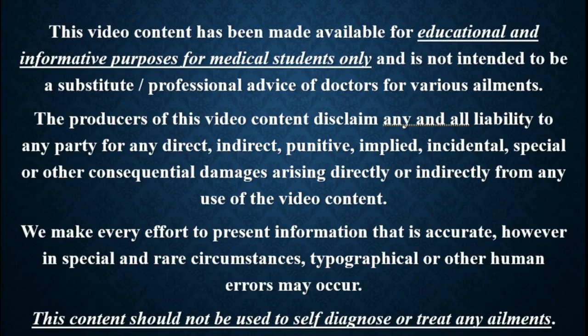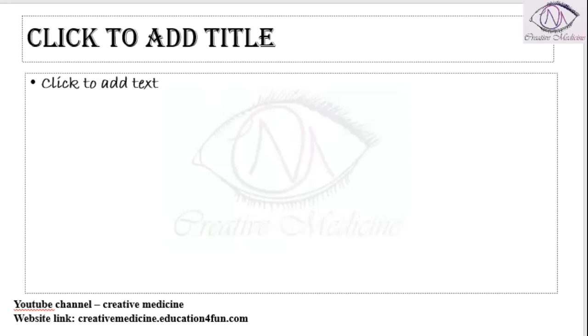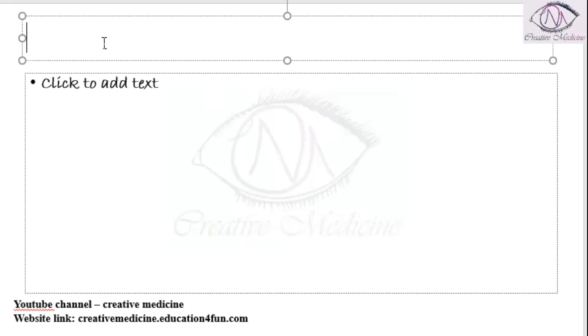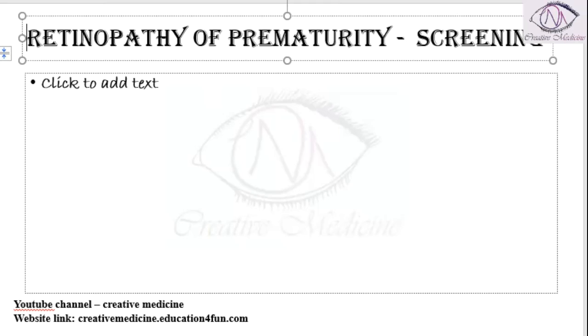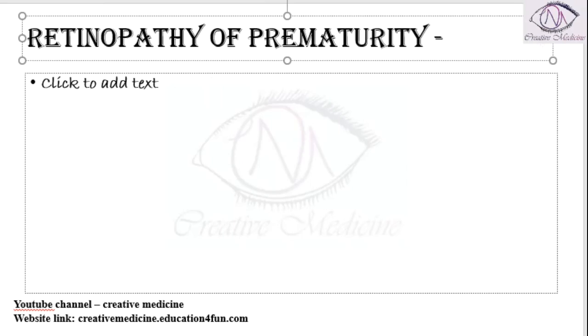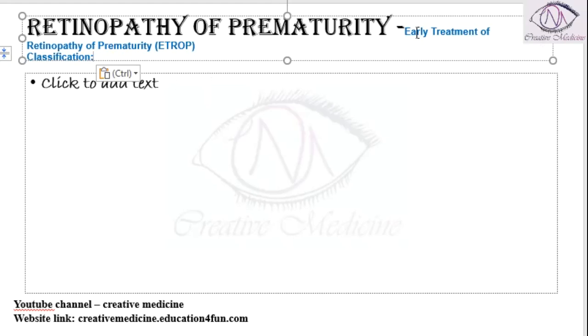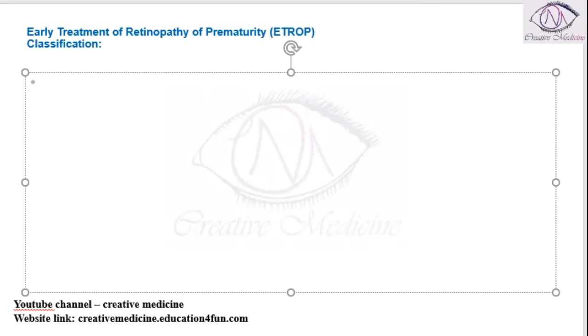In this lecture, we will learn about retinopathy of prematurity. There is a treatment for retinopathy of prematurity, which is the early treatment of retinopathy of prematurity classification. According to the early treatment of retinopathy of prematurity classification, first type 1 retinopathy of prematurity should be treated.